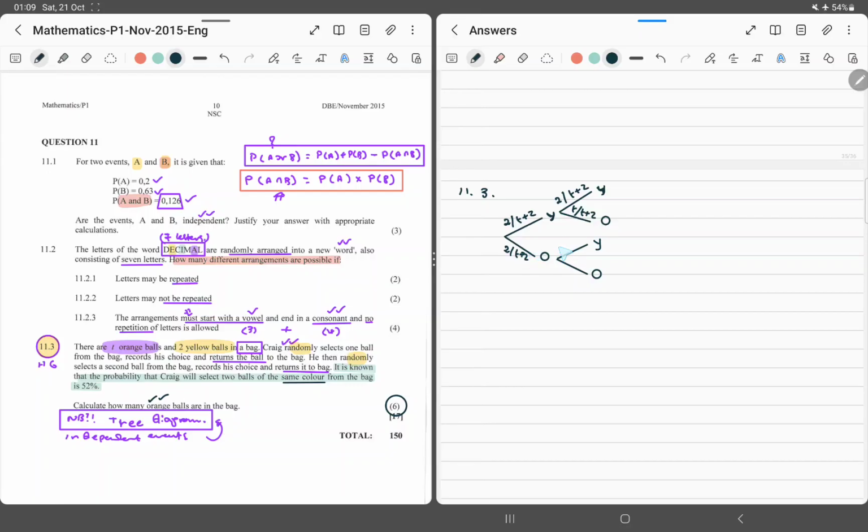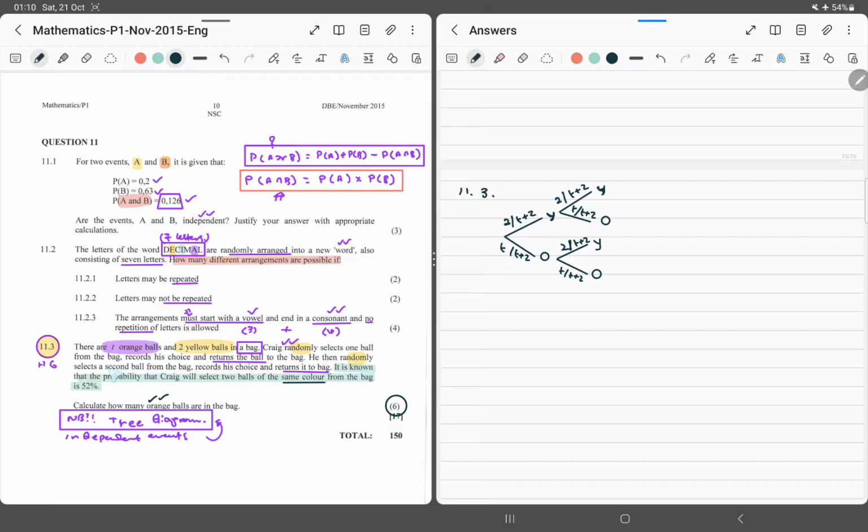So this is basically, no. Orange balls is not 2, but it's basically T of them. So T plus 2. And then here we've got 2 divided by T plus 2. So nothing changes here. T divided by T plus 2. So this is very important to do. If you don't do it, you're going to be dead and you cannot be salvaged.